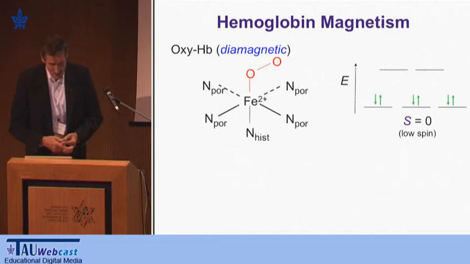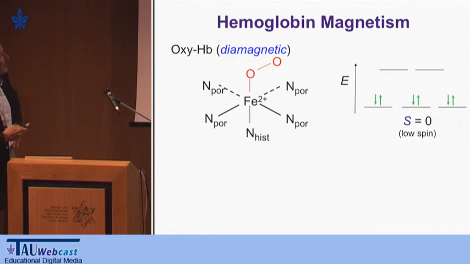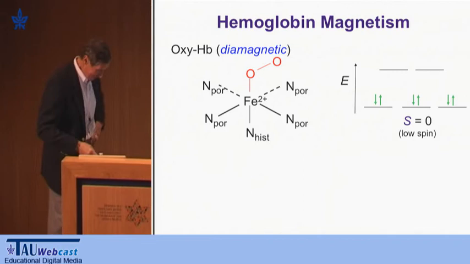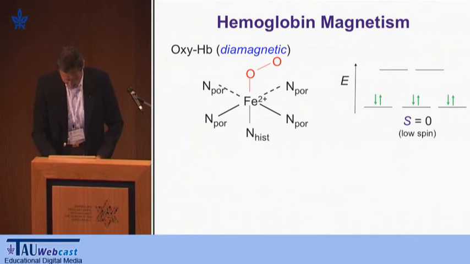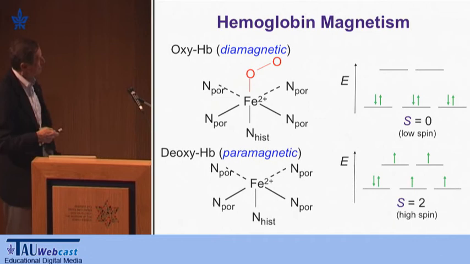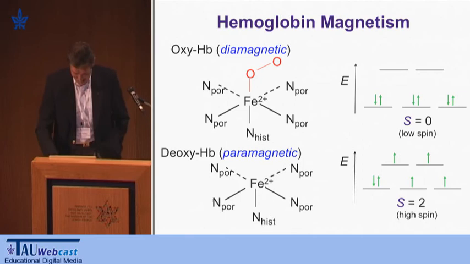Well, the fundamentals of this method, of course, have to do with hemoglobin magnetism. In the oxy state, once the oxygen is bound to the porphyrin iron, we are in a low-spin state, and hemoglobin is actually very slightly diamagnetic relative to water. That is different in the deoxy state. In this case, the system switches to a high-spin state, a spin of 2, and that's really all there is to say about it.